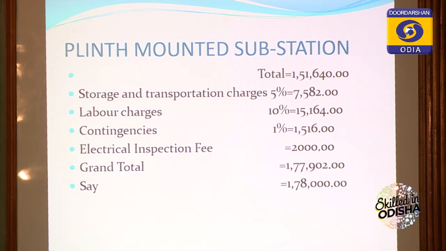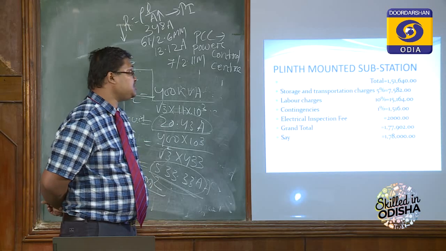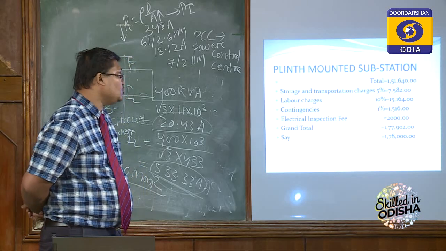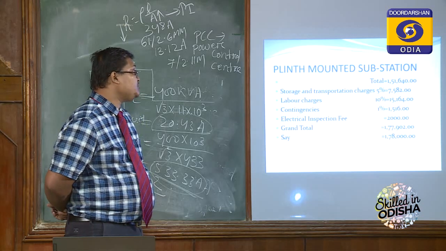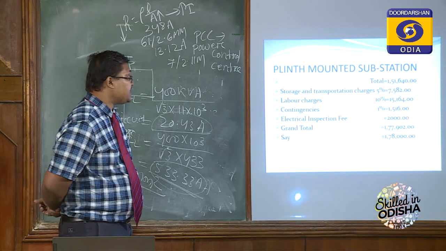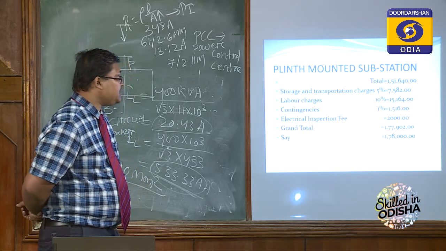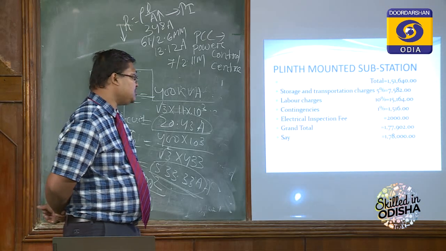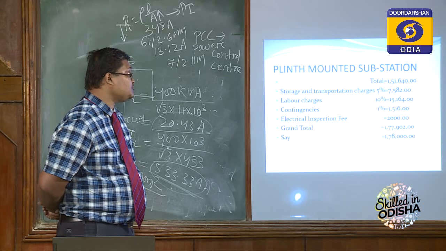1,51,640. As in the previous case, here also storage and transportation charges will be taken as 5%. So 5% of this total cost is 7,582. Labor charges we have to take 10%. So 10% of this total cost is 15,164. And contingency, here also we have to take 1%. So that is 1,516. The electrical inspector will inspect, so his fee comes to 2,000.